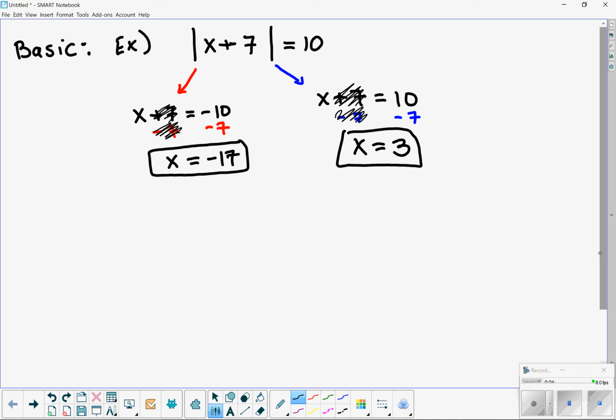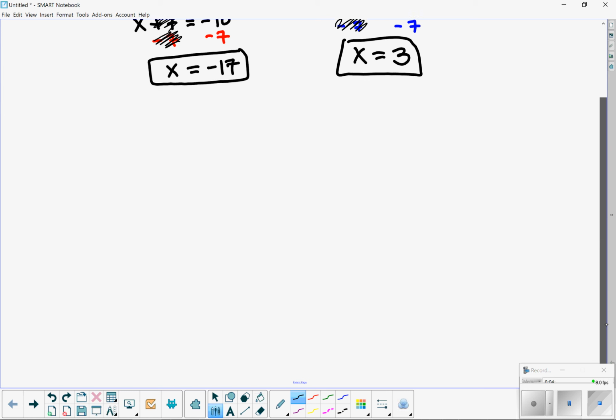So we're going to go down a little bit. We'll call those intermediate. Intermediate basically means medium level. So this is medium difficulty.